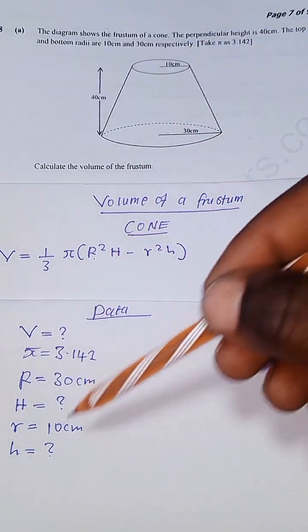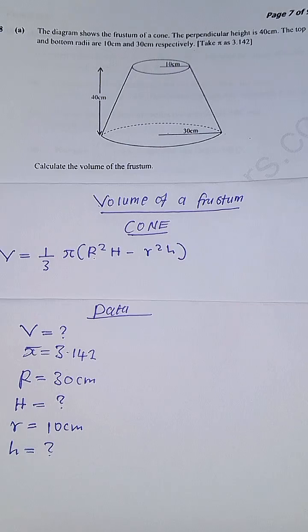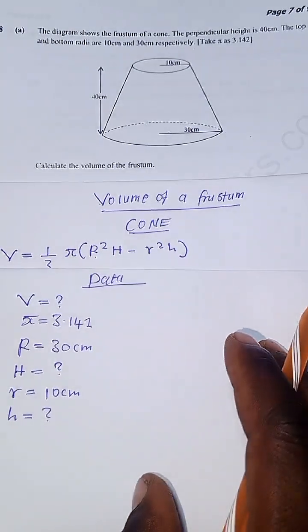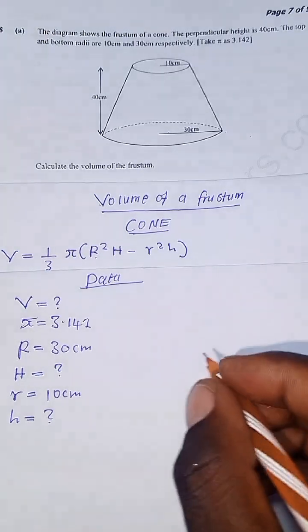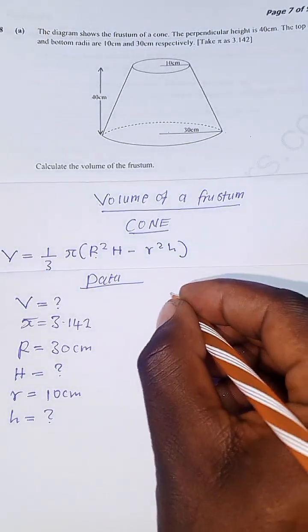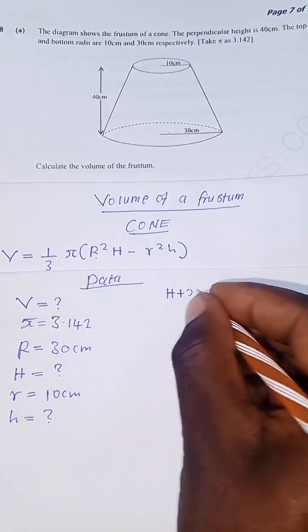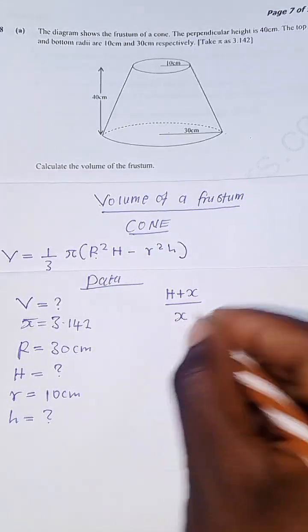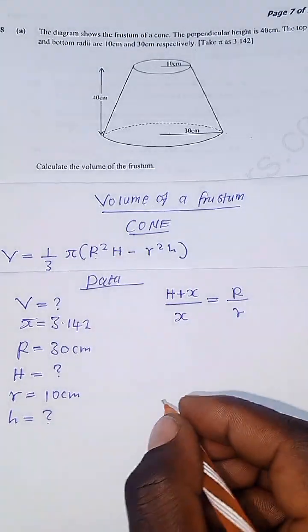So as you can see, we have three things that are missing in this data, so we need to calculate for them. The first step is to calculate the height of the part that has been cut, the part that we have not been given in this question. To calculate that part, you can simply say h plus x over x is equal to R over small r.